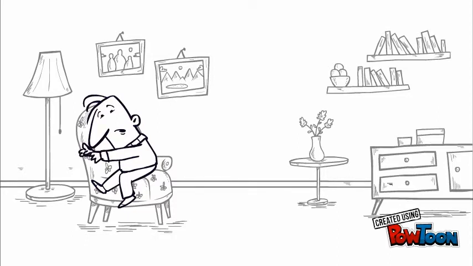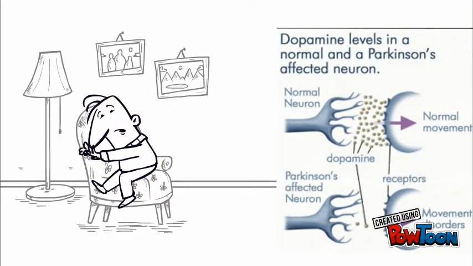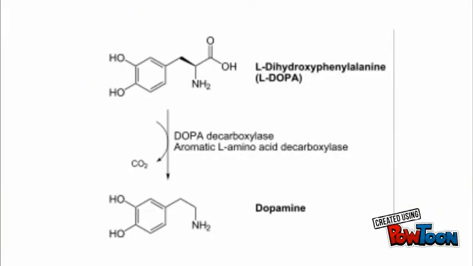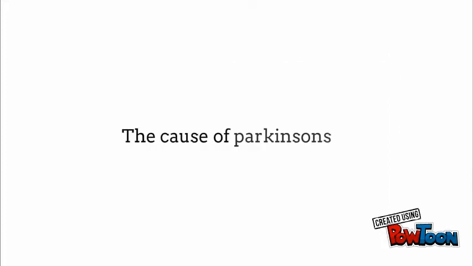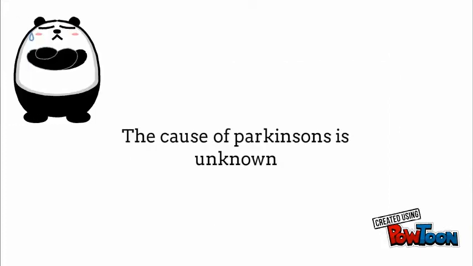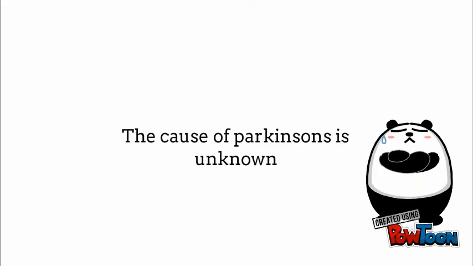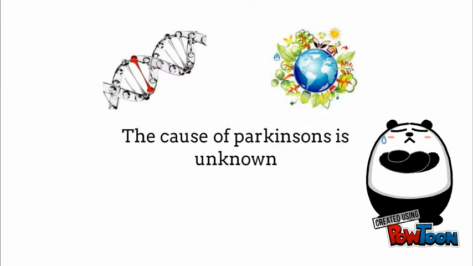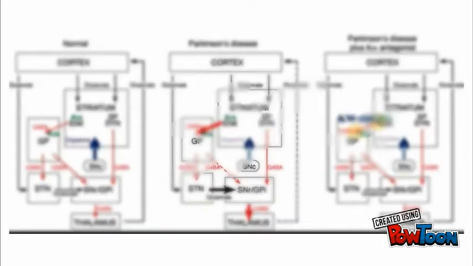So, let's now focus on a person suffering from Parkinson's. Parkinson's is the deficiency of dopamine. The controlling step is known to be the decarboxylation of L-Dopa to dopamine by Dopa decarboxylase. Moment of truth. The cause of Parkinson's disease is generally unknown, but believed to involve both genetic and environmental factors. But overall, the mechanism behind Parkinson's is still blurry.